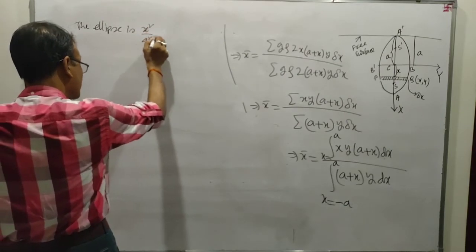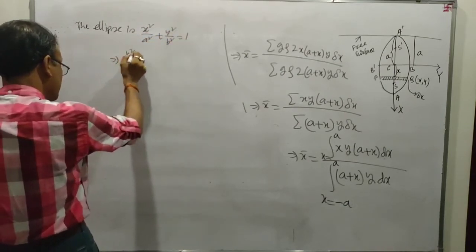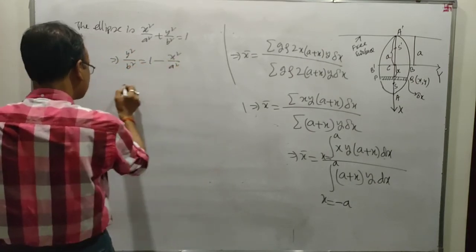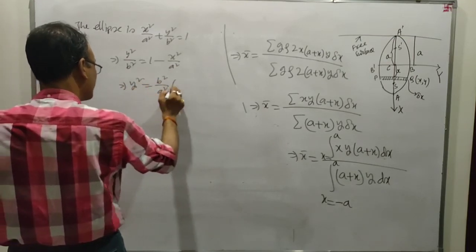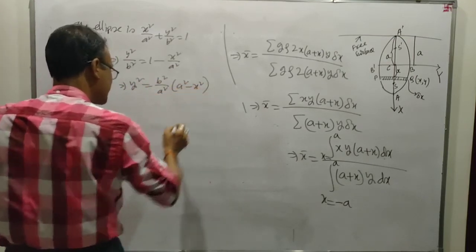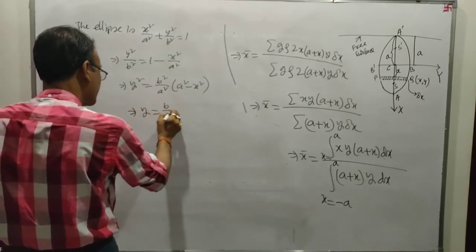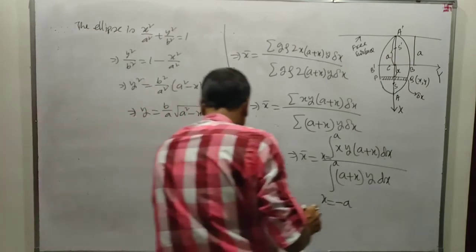x square by a square plus y square by b square equal to 1. This means y square by b square equals 1 minus x square by a square. y square is equal to b square by a square into a square minus x square. This means y equals b by a root of a square minus x square.